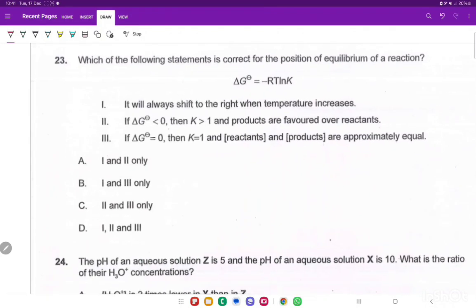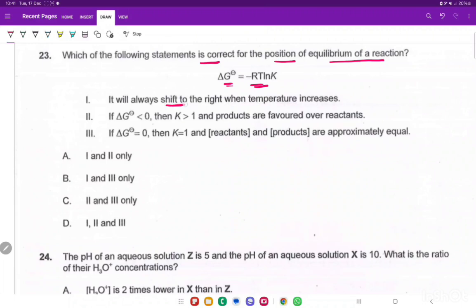Next, question 23. Which of the following statements is correct for the position of equilibrium for the reaction? Delta G equals minus RT ln K. This is given to us. Option 1: it always shifts to the right when temperature is increased. Whenever we talk about reaction X forms Y, shifting towards right means it is moving to the product side. When we are increasing temperature and it is moving towards the product side, it means delta G is becoming more negative. As per this equation, if I increase temperature, delta G will become more negative. It means it will shift to the right. It is correct.